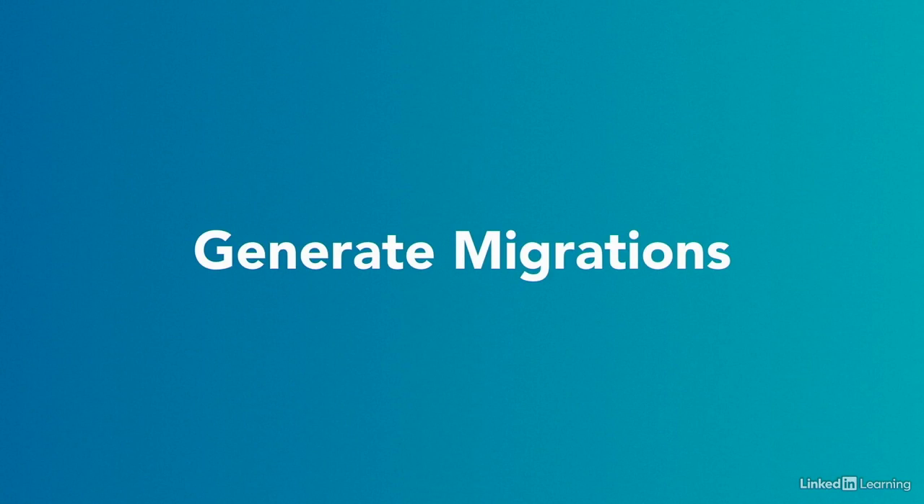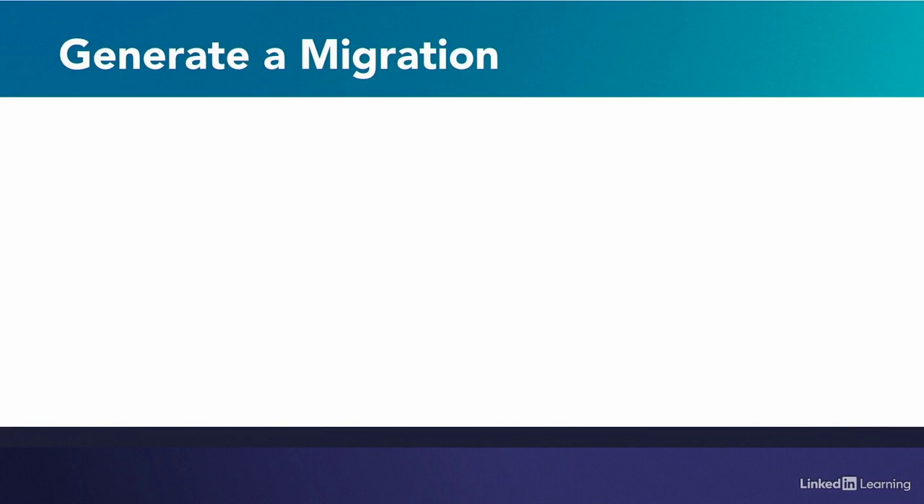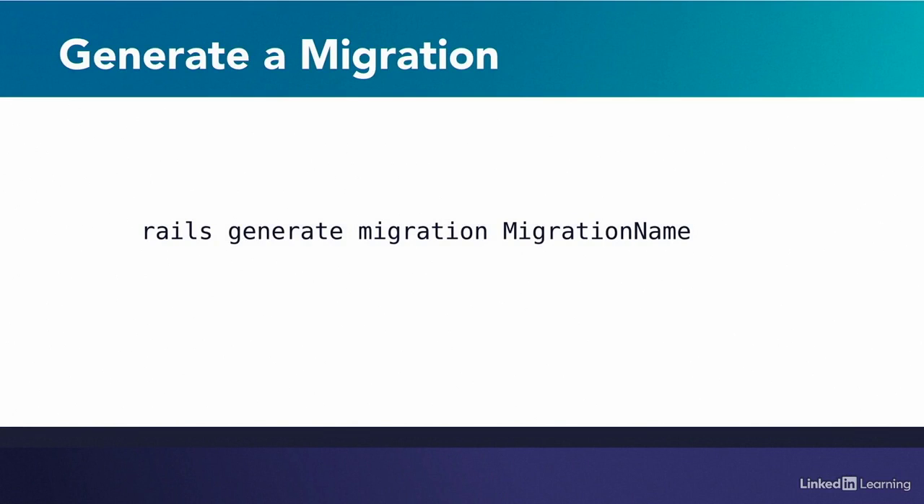In this movie, we're going to learn how to generate migrations. There are two main ways that we can generate migrations. The first is the general all-purpose way. You go to the command line, navigate to the root of your Rails project, and type rails generate migration, and then the name of the migration.